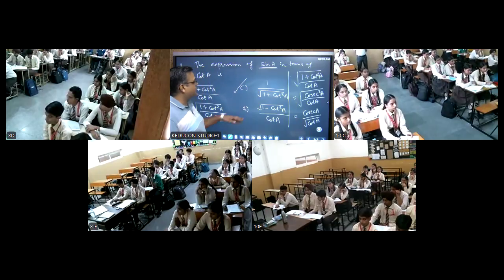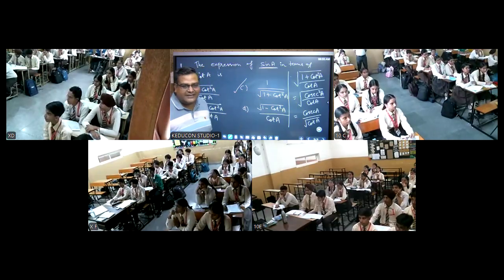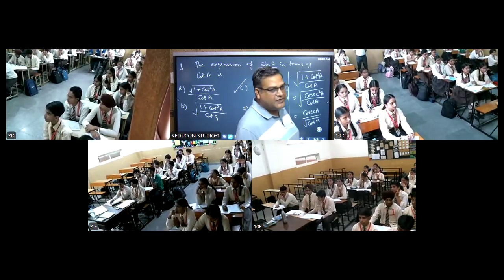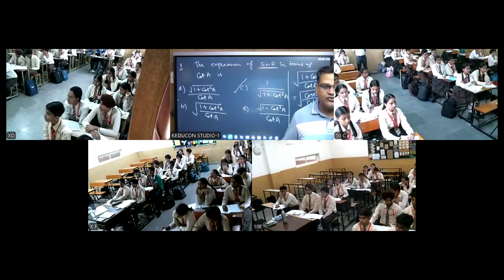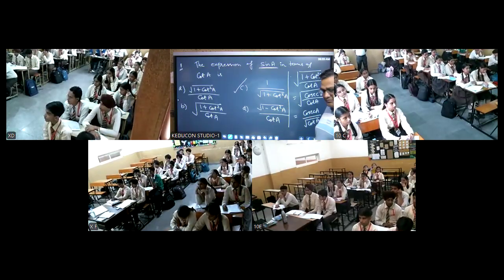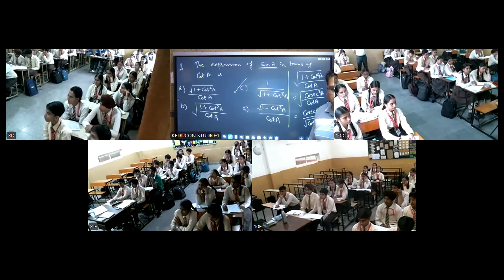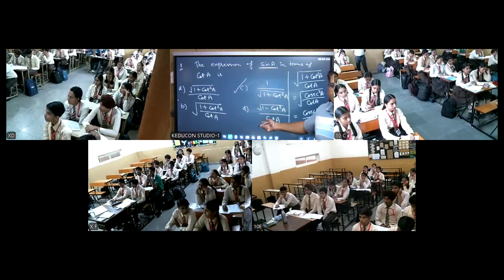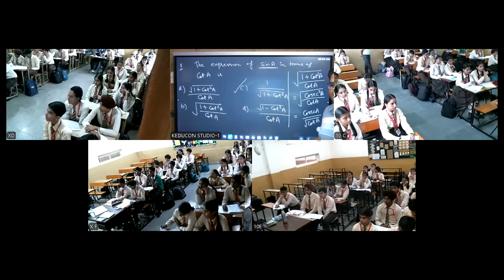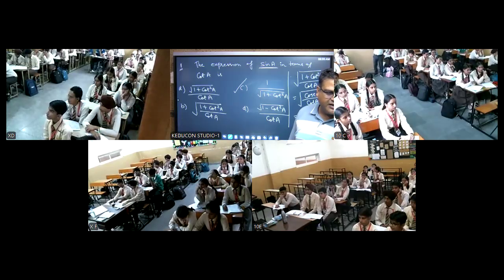Now comes the third one. In the denominator we have cosecant A. This is the identity: under root 1 plus cot square A is equal to cosecant A. So 1 by cosecant A is sin A. So this is the right choice. If you come to the last choice, it is 1 minus cot square A. We don't have any identity with 1 minus cot square A. It is always 1 plus cot square A. So leave this option. Understood?